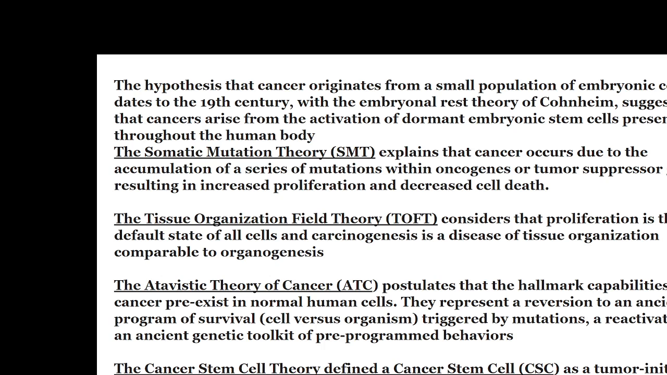The other theory is the tissue organization field theory, which considers proliferation the default state of all cells and carcinogenesis a tissue organization abnormality. Examples would be continuous pressure or irritation of the cells. One usual example given is chimney cancer, an occupational disease where a person who cleans chimneys, due to exposure to carbon and its physical irritation, has the tissues become disorganized, and that disorganization of the cells can result in a neoplastic condition. That is the basis of the tissue organization field theory.